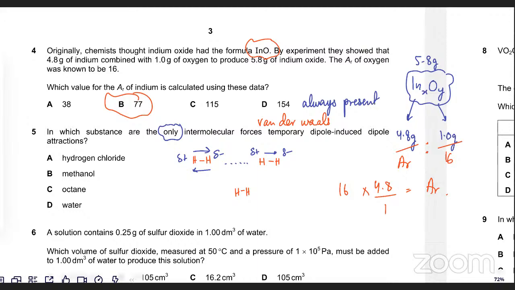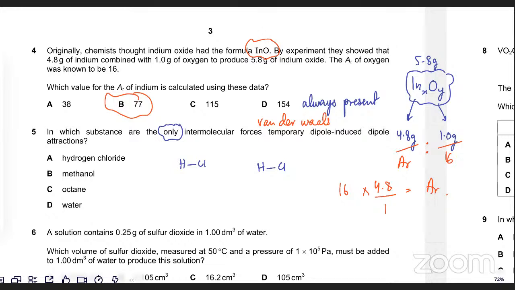So starting with the first one. Remember, van der Waals forces, these fluctuating dipoles, temporary dipoles, induced dipoles, they're always present. Let's talk about HCl. Can anyone tell me quickly, apart from van der Waals forces, what other intermolecular force is present in an HCl molecule?